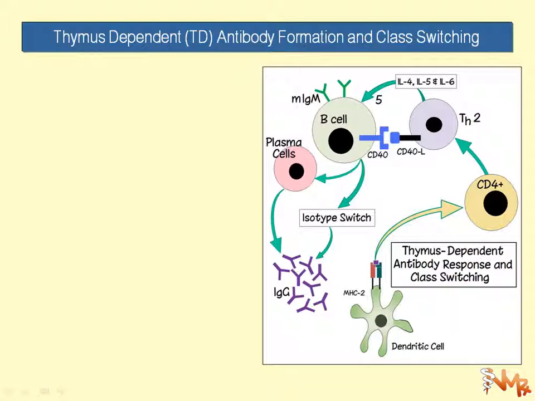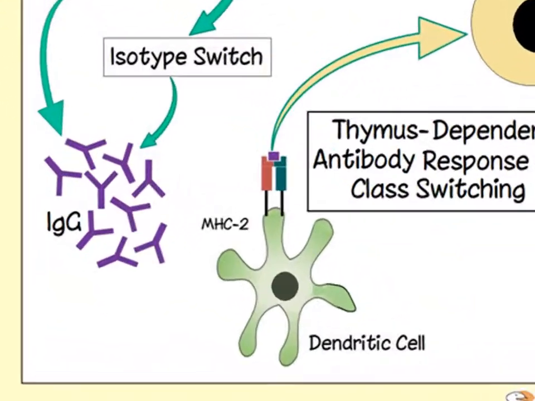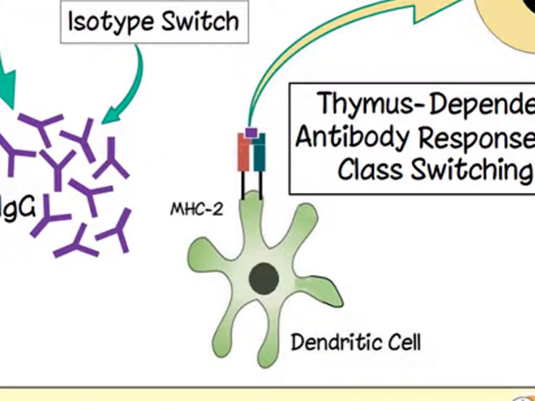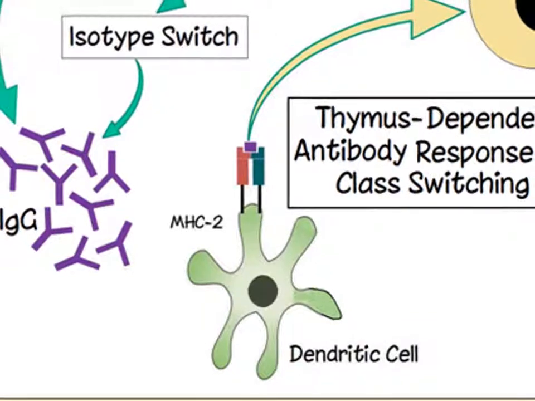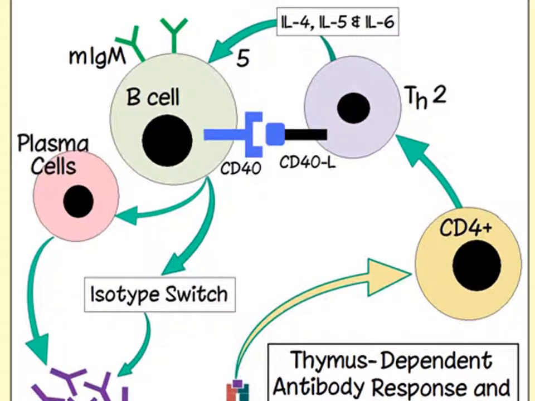Let's look at the thymus-dependent antibody formation and class switching. Antigens are proteins that can be converted to peptides after phagocytosis by antigen-presenting cells, such as dendritic cells. And I'm showing a dendritic cell with a major histocompatibility complex type 2 on it, and it has presented an antigen on its surface. Interaction between cognate T helper cell and B cell are required for long-term memory and switching of the membrane-bound IgM to IgG.